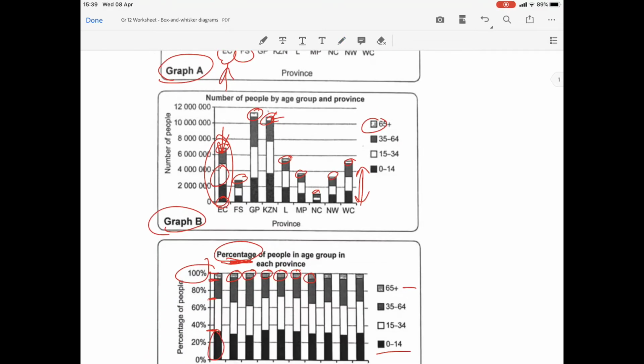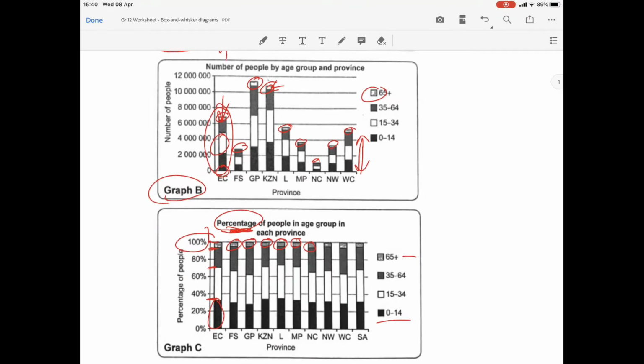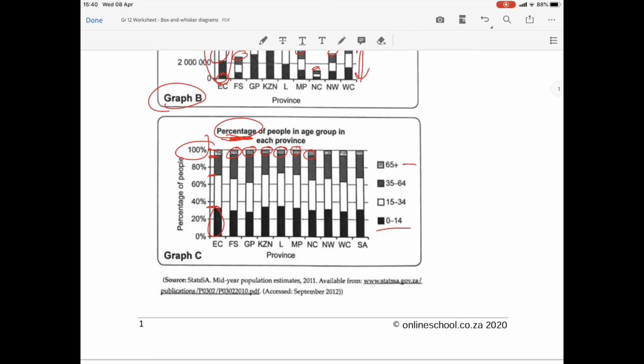We want to have a look at the graphs that are talking about percentages. Graph B also looks at your number of people by age group. We're going to come down to graph C, and we want to know which province has the lowest percentage of 0 to 14-year-olds. In other words, which province has got the smallest black bit at the bottom of its columns here.